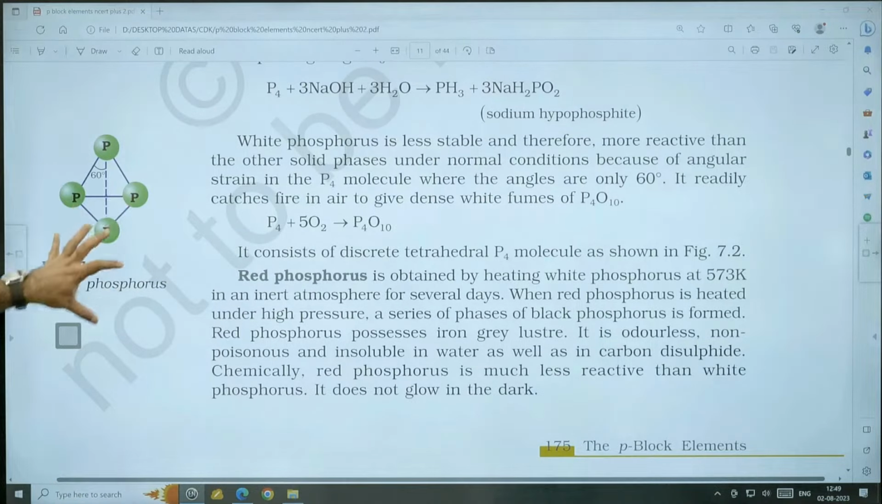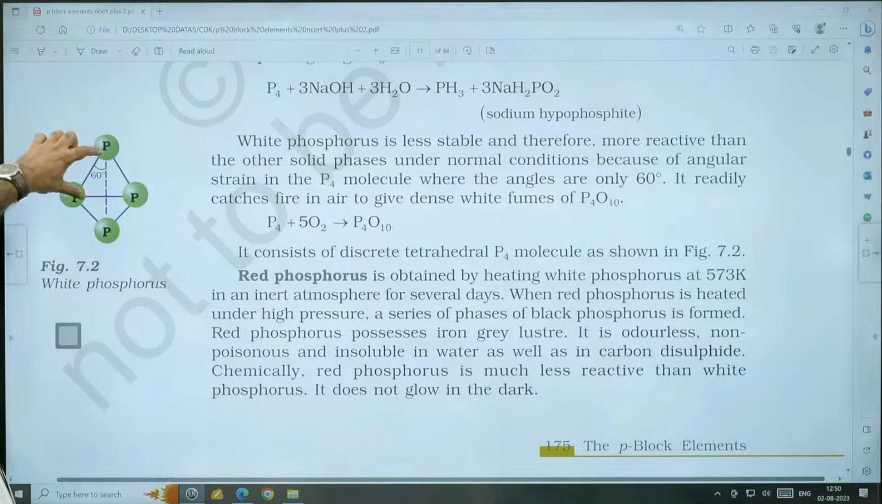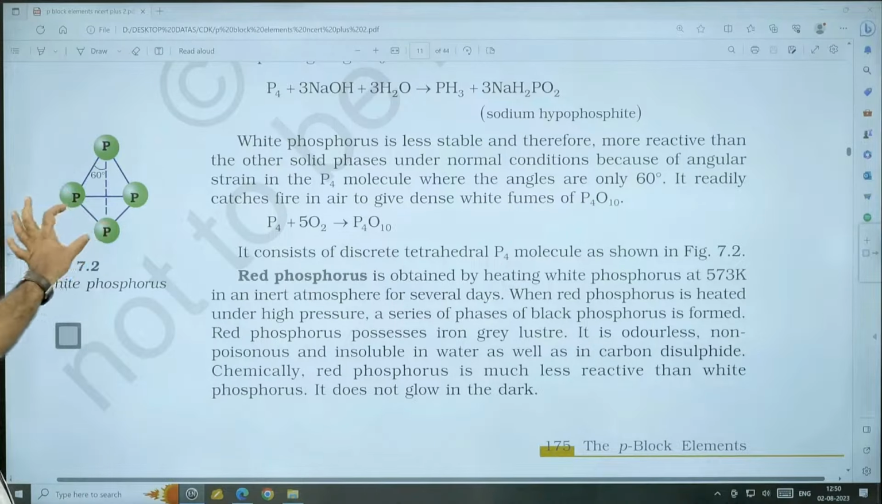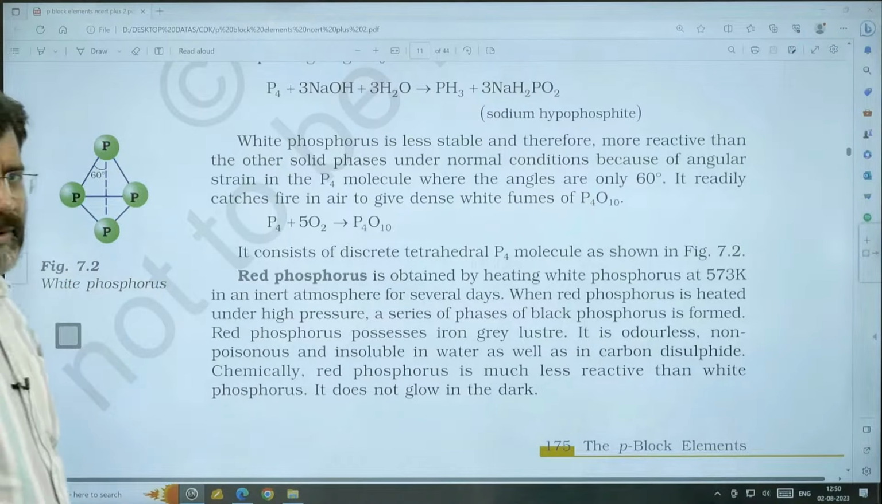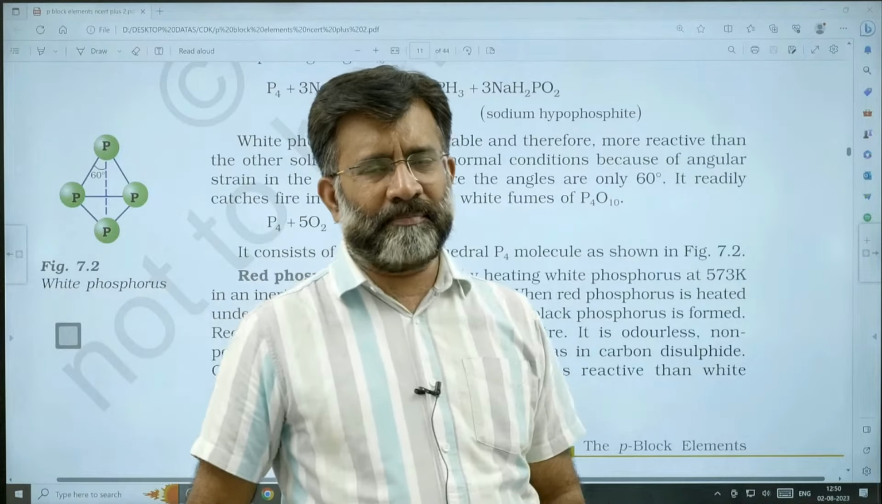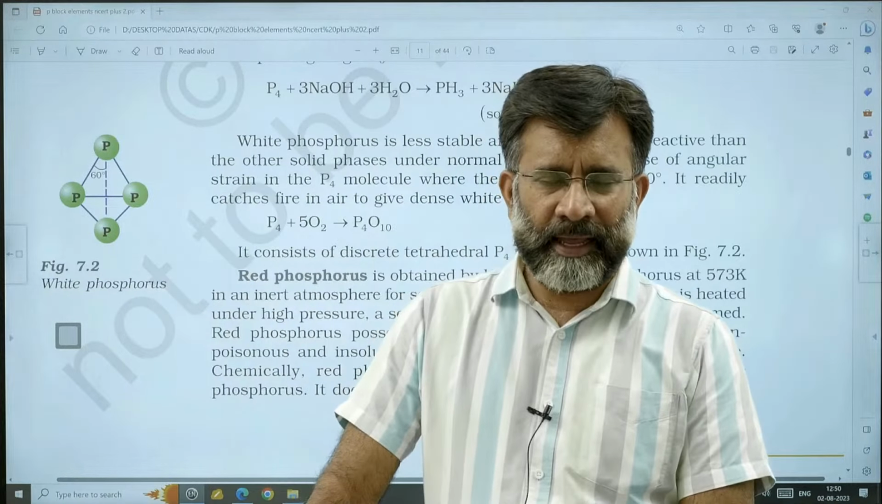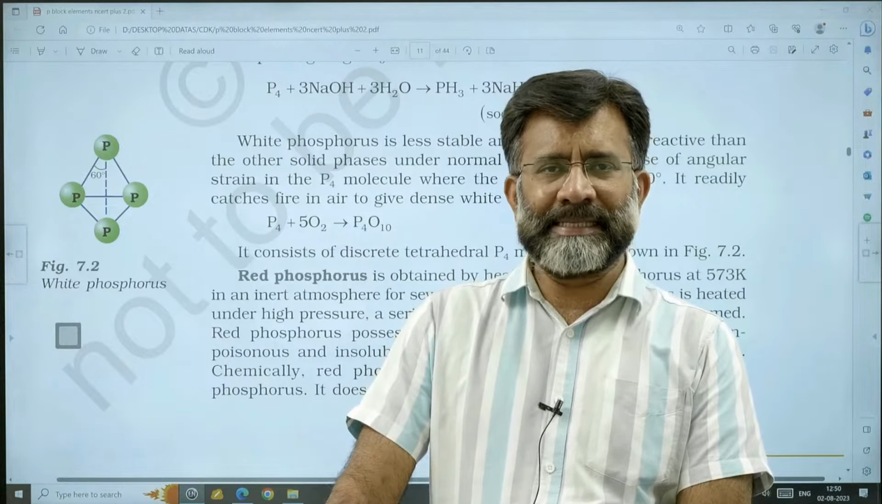4 phosphorus atoms are available at the vertices of a tetrahedron. There is PPP connectivity. How many PP connections? 1, 2, 3, 4, 5, 6 PP bonds are present. 6 PP bonds are present. And the PPP bond angle is 60 degrees.